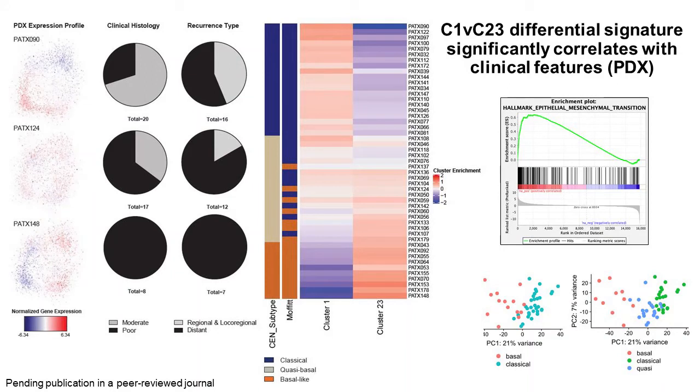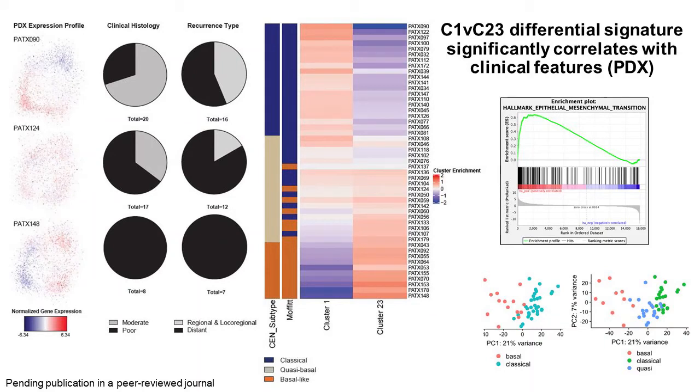And on the far left, when we look at the expression profile of all of the genes within the PSEN, we're seeing that PATX90, which is our most classical model, is showing a general enrichment for the entire cluster 1 axis and depletion in the cluster 23 axis, and conversely PATX148, which is our most basal model, is showing almost complete depletion in the cluster 1 axis and enrichment in cluster 23.